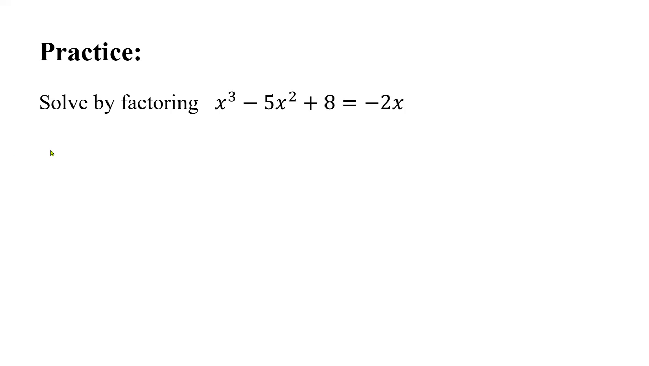All right, let's have a look at the solutions. So first of all, let's rewrite the equation in the standard form. x cubed minus 5x squared plus 2x plus 8 equals 0, right? And we want to factor the expressions on the left. Okay, again, we can use a factor theorem, right?